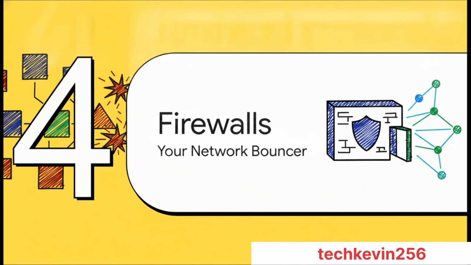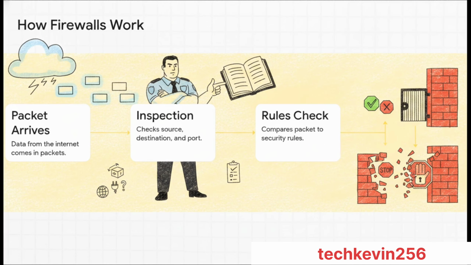Let's move to part 4, firewalls, the bouncer for your network city. Your firewall is fiercely protective. You see, every piece of data coming from the internet travels in little envelopes called packets. When a packet arrives at your network, the firewall steps in and rigorously inspects it. It wants to know, where is it coming from, where is it going, what port is it trying to use, what's the protocol. It takes all this information and compares it against strict security rules. If the packet is safe, it passes. But if it's an unauthorized access attempt or from a known malicious IP, the firewall blocks it dead in its tracks.